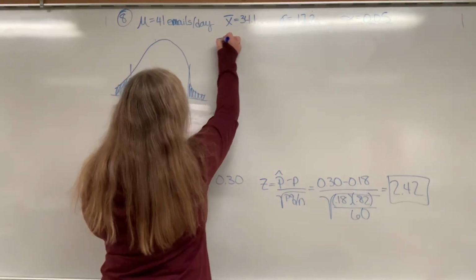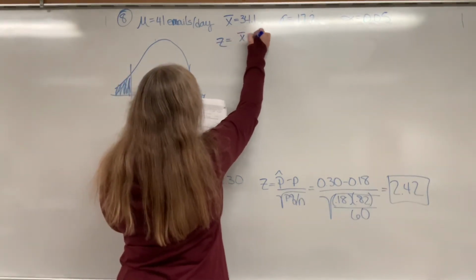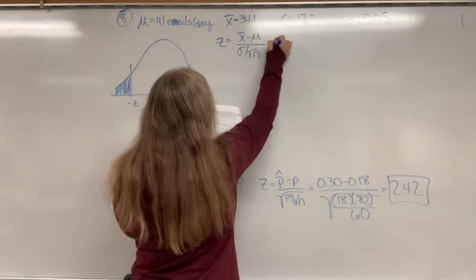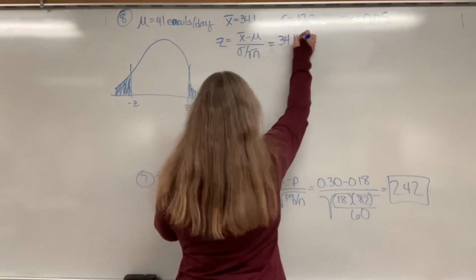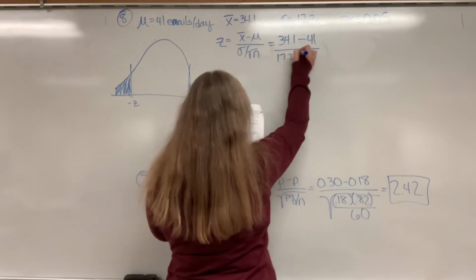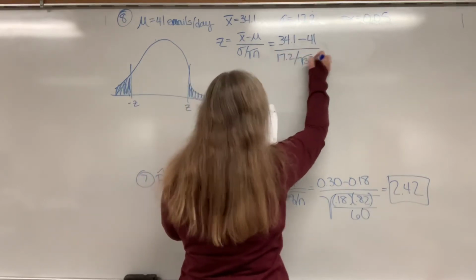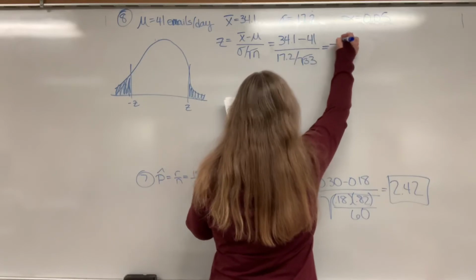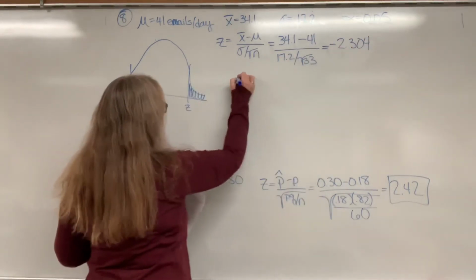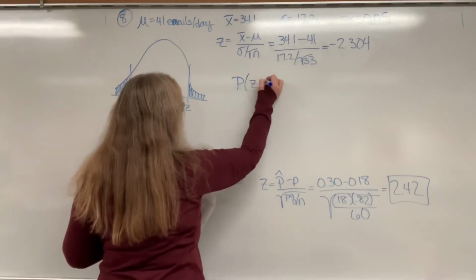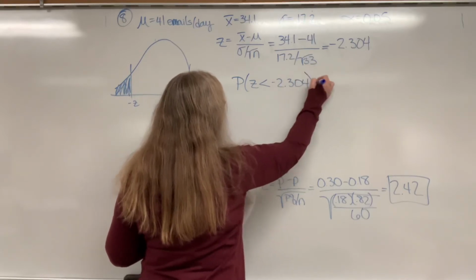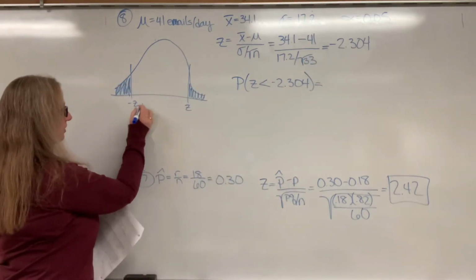My z-score is x bar minus mu over sigma divided by the square root of n. So I have 34.1 minus 41 over 17.2 divided by the square root of 33. So I get a negative 2.304. Again, that's a z value. The probability that z is less than negative 2.304. And of course, I always encourage you to draw little diagrams like this.